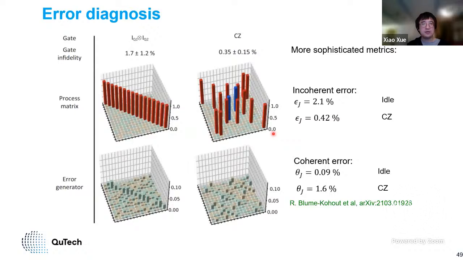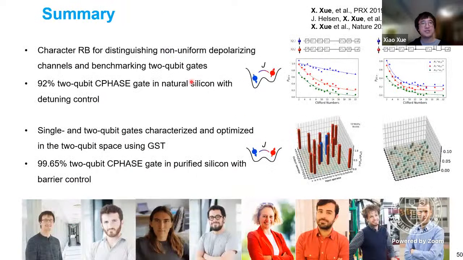I'll skip the error diagnosis here and jump to the summary. In the first work I showed you, we performed character RB, which we also invented, to distinguish non-uniform depolarizing channels, and we obtained the two-qubit gate fidelity in natural silicon with detuning control, if you still remember. In the later work, we use GST to fully characterize and optimize our single and two-qubit gates. We obtain 99.65% two-qubit gate fidelity in isotopically purified silicon with symmetric barrier control.